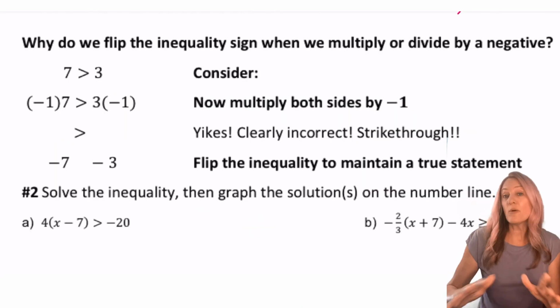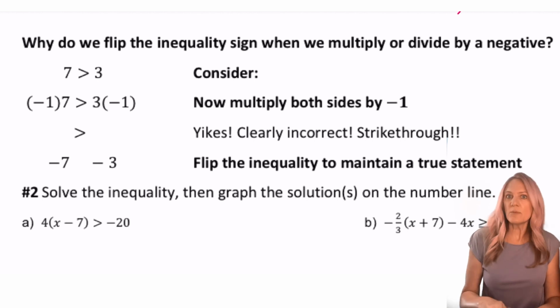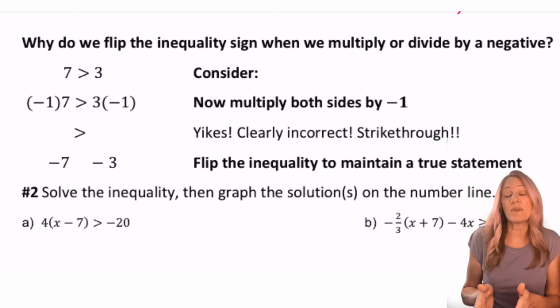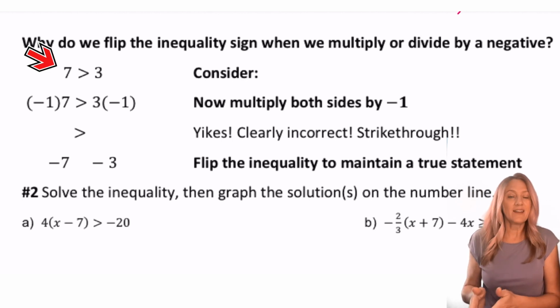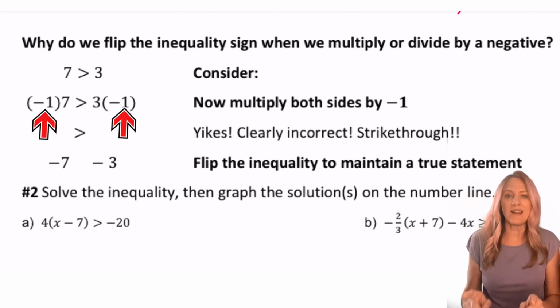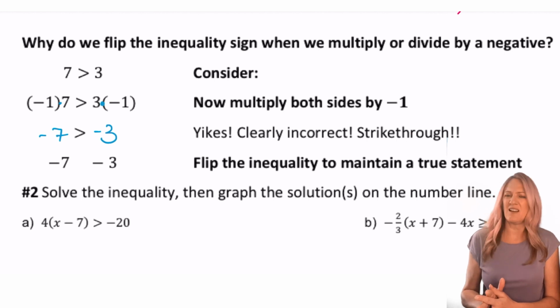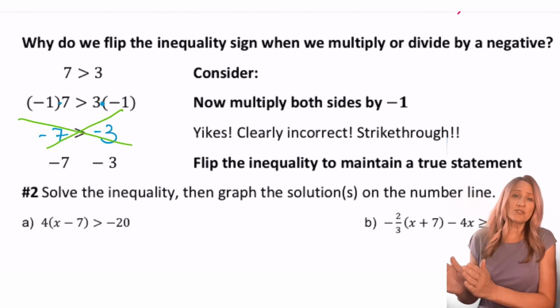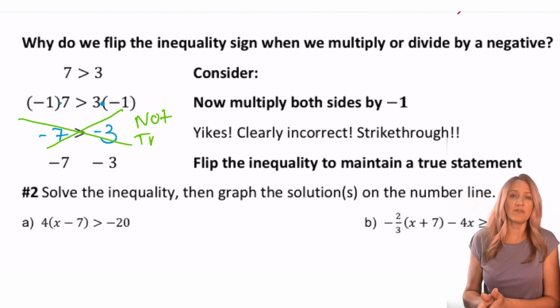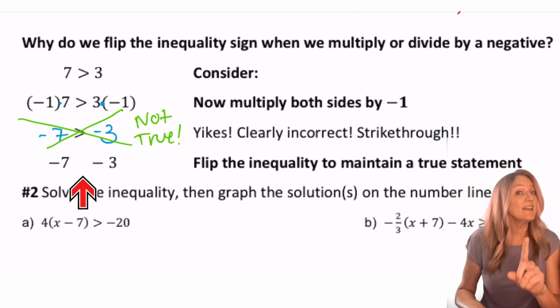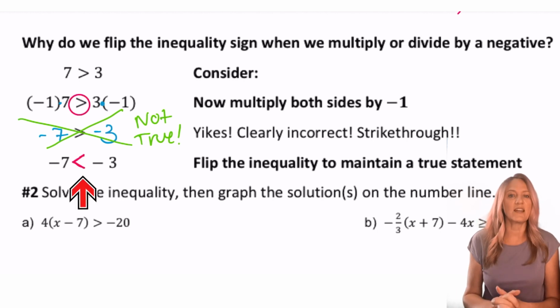Now, you've probably always been told to flip the inequality if you multiply or divide by a negative number. But why? Well, let's start with the true statement. 7 is greater than 3. Now I'm going to multiply both sides by -1. So now I have -7 is greater than -3. That's not true. -7 actually has a smaller value than -3. So here we go. We've got to cross that out. And remember that if you do multiply or divide by a negative, you do need to switch the inequality.